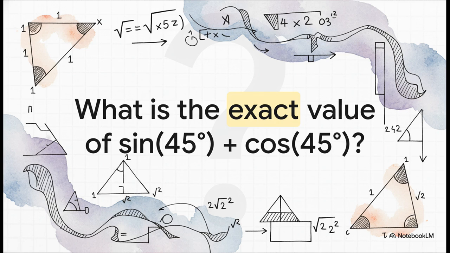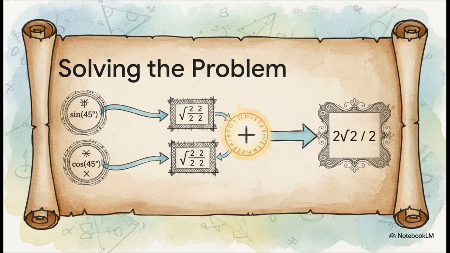Now, without our new trick, you'd just be stuck with a bunch of messy decimals. But because we know the exact values, this is going to be surprisingly simple. So let's walk through it. We just substitute in the values we found. We know sine of 45 is root 2 over 2, and we know cosine of 45 is also root 2 over 2. When we add them together, we get 2 times the square root of 2 all over 2.